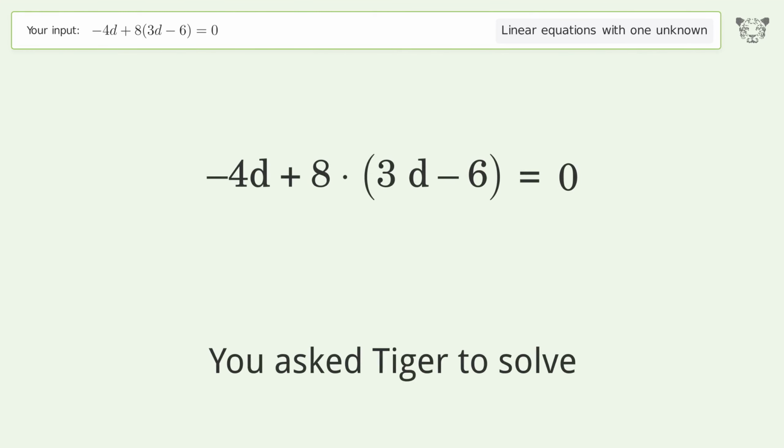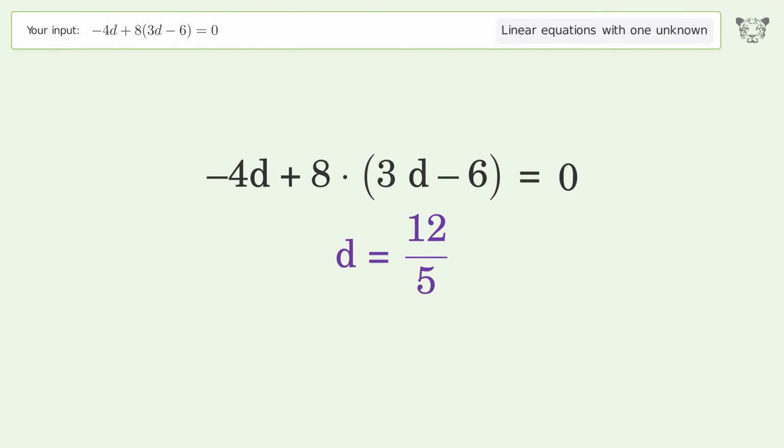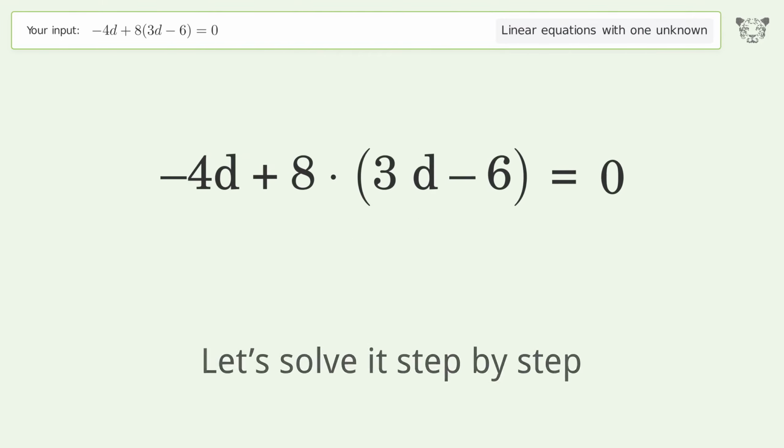You ask Tiger to solve this. This deals with linear equations with one unknown. The final result is d equals 12 over 5. Let's solve it step by step.